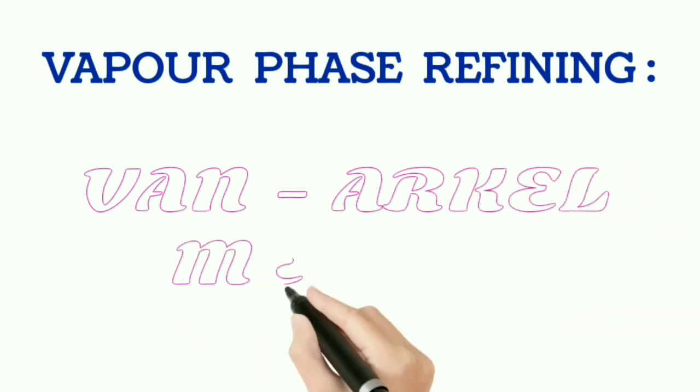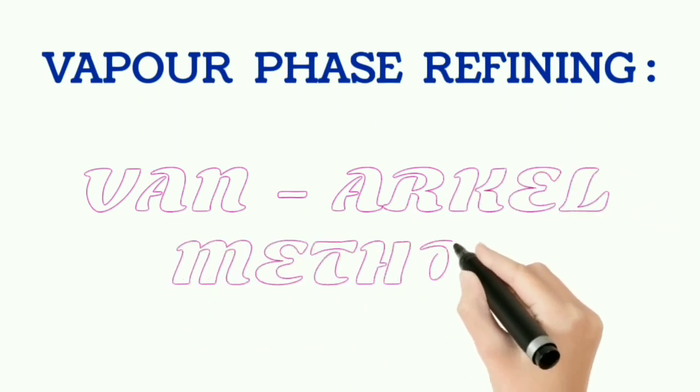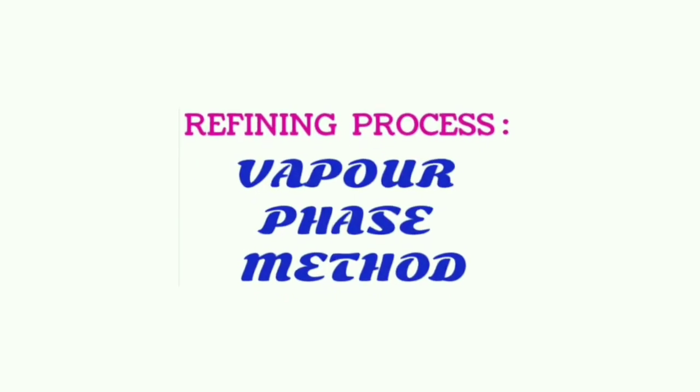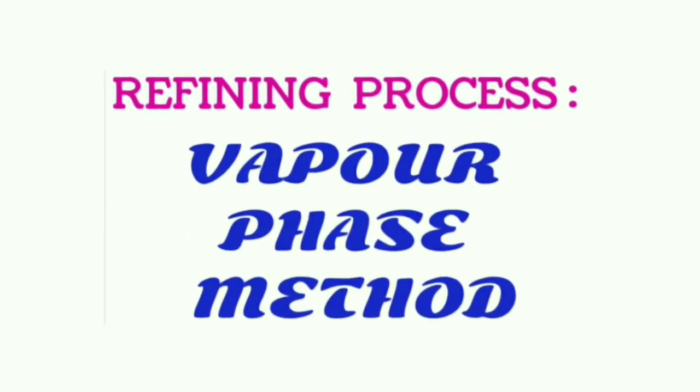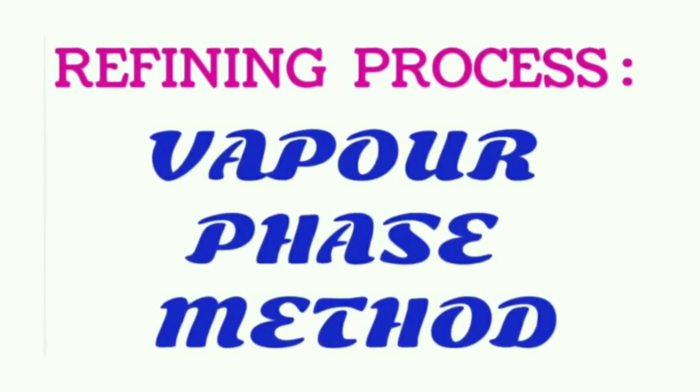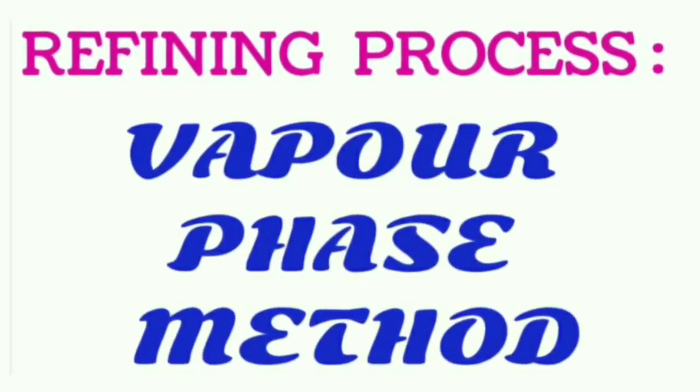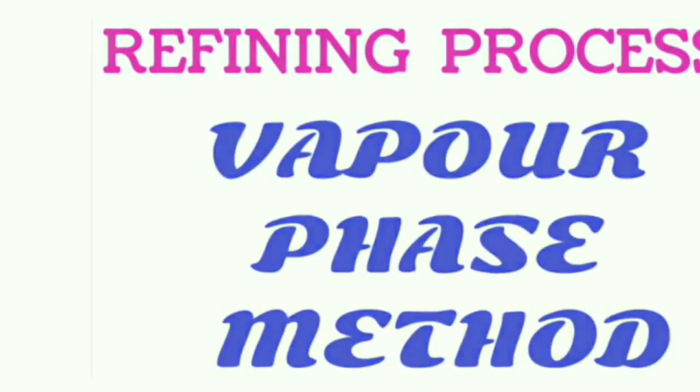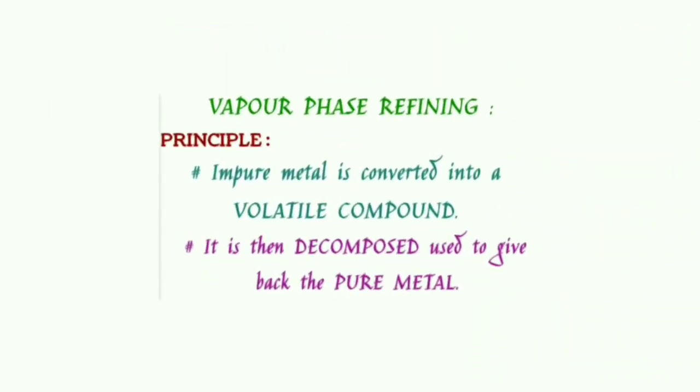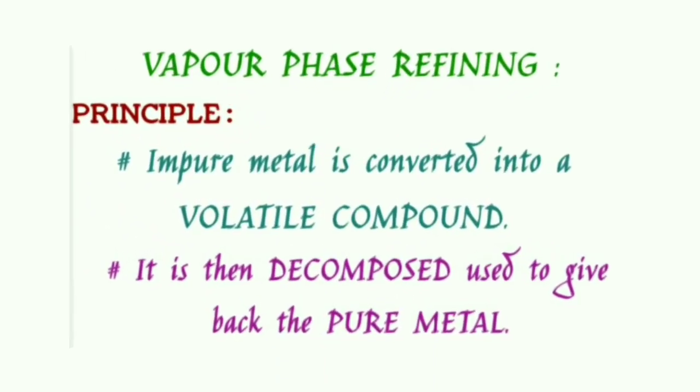So, இன்னைக்கு நம்ம பார்க்க போறது இந்த last refining process vapor phase method. அதுல ஒரு process தான் Van Arkel method. Let me explain about this refining process now. Vapor phase method. So this vapor phase method is carried out in two different steps. Let's see about that. What is the principle behind this process first?